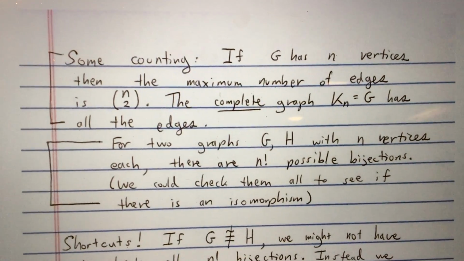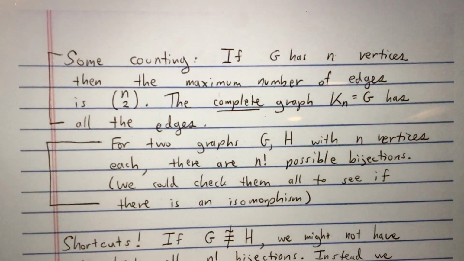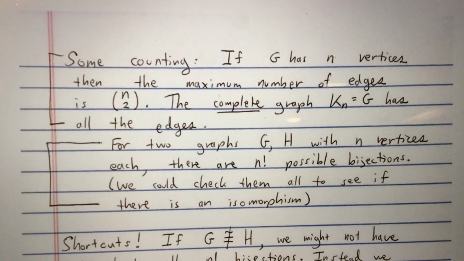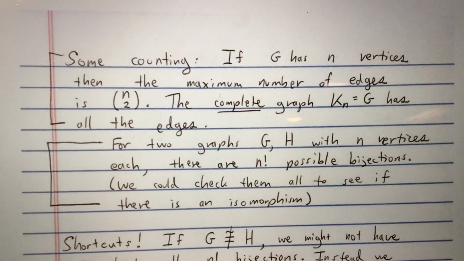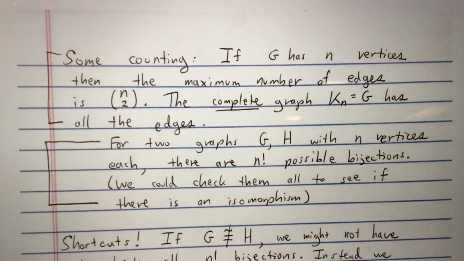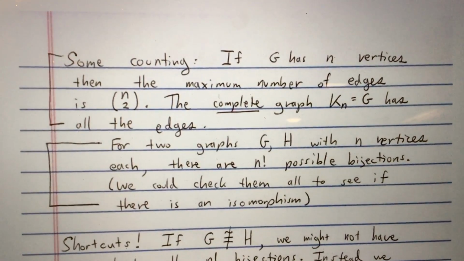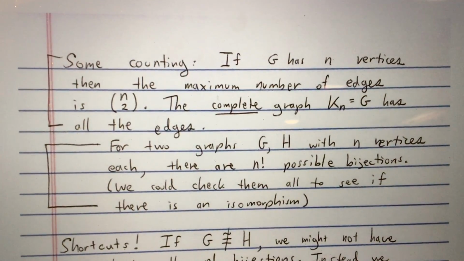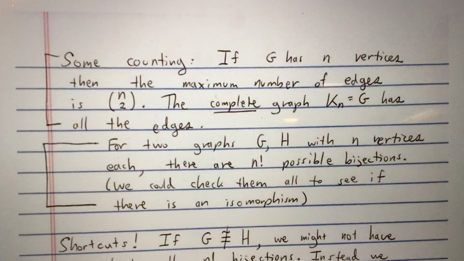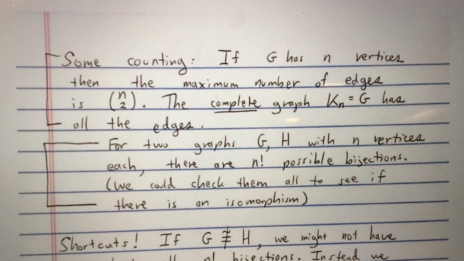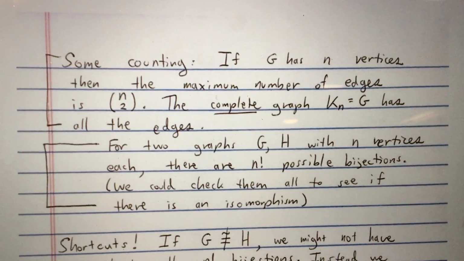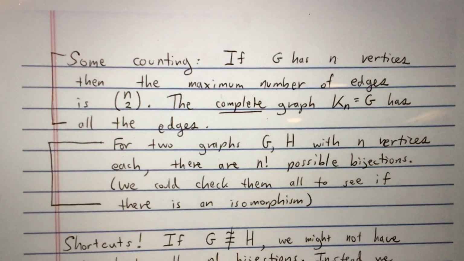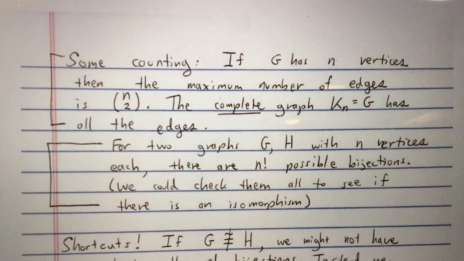For two graphs, G and H, with n vertices each, we did mention that there are n factorial possible bijections. You can see that by just taking the vertices of G one at a time and counting how many ways they can be mapped to an output vertex in H. So n factorial gets to be a pretty large number, and I mentioned that we could check them all to see if there's an isomorphism between G and H.